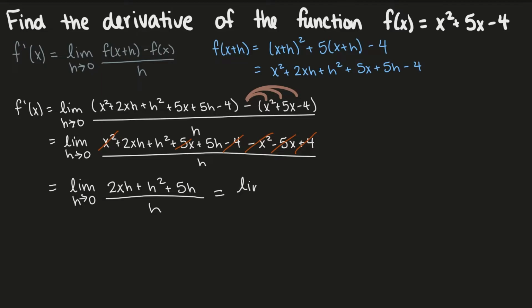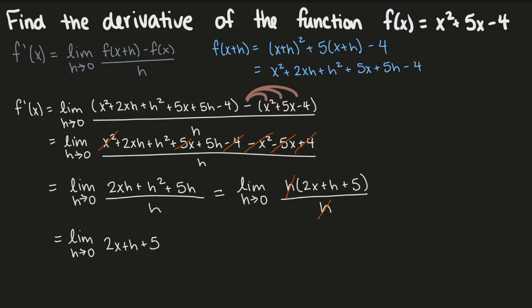When we factor out an h in our numerator, we get the limit as h goes to 0 of h times 2x plus h plus 5 all over h. So now our h's can cancel, and our limit becomes 2x plus h plus 5. Let's solve our limit. So by plugging in 0 for h, we will get 2x plus 0 plus 5, or we'll find that our derivative, f prime x, is equal to 2x plus 5.